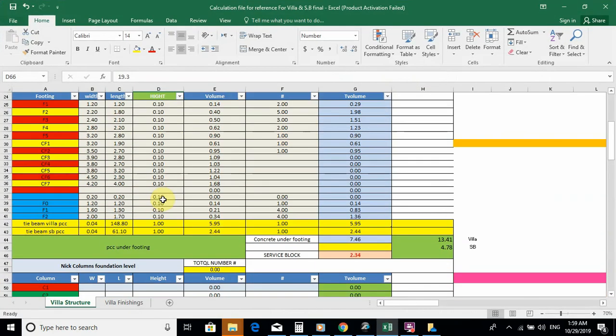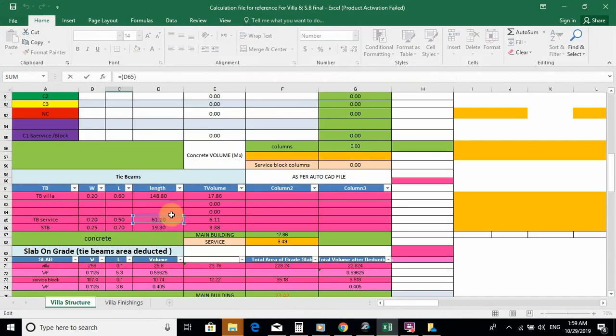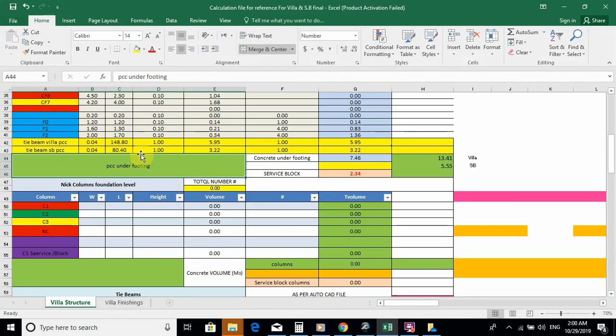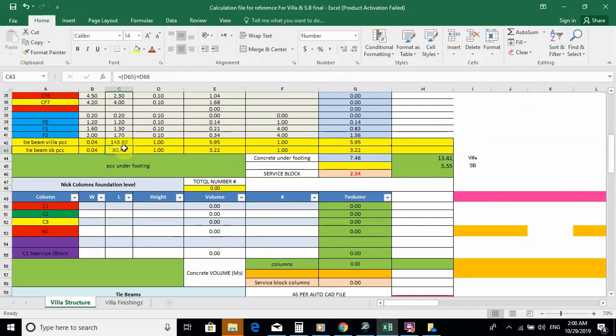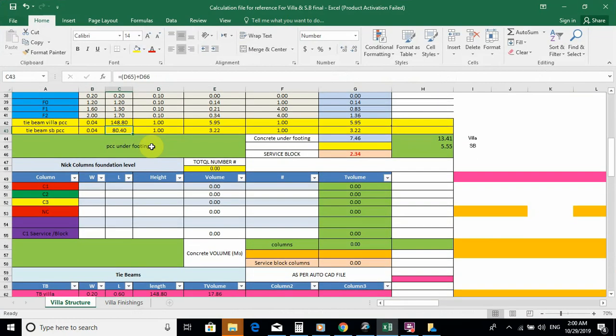So we have to make that the tie beam of the PCC strap beam. This is only one calculated, so we will add this to it. Okay. Now we have the total number of the tie beams and the strap beams for the tie beam PCC section. You know, it's a story, a structural story.